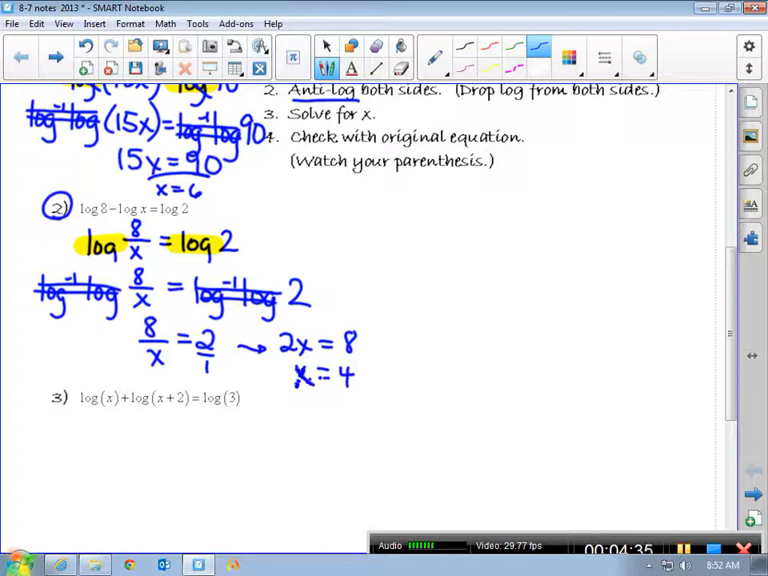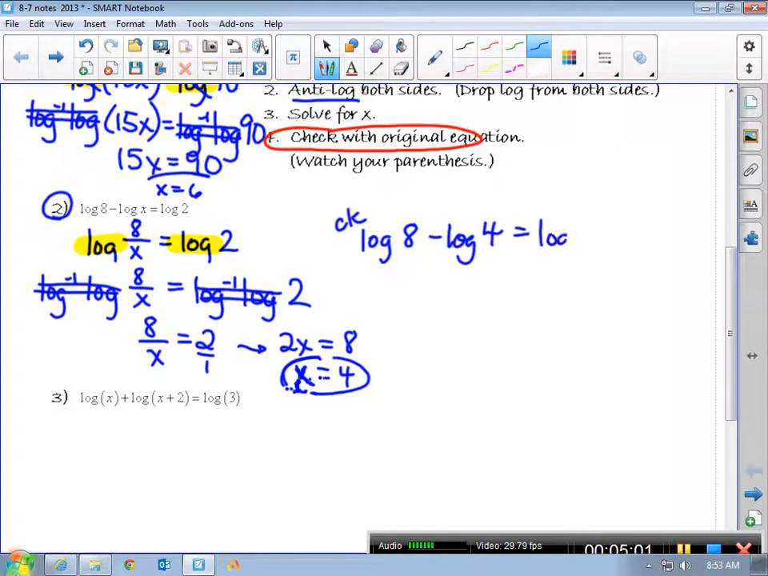Now, given that I made a mistake, I do have in the steps to check your original equation with your answer. So if I had gone through this problem and made a mistake, I would not have had a good check. Let's go ahead and check this. Log of 8 in the original minus the log of 4 equals the log of 2. And you can go ahead and put all of that left-hand side into your calculator, and then the log of 2 into your calculator, and you will see that they do equal each other. So checking is important.